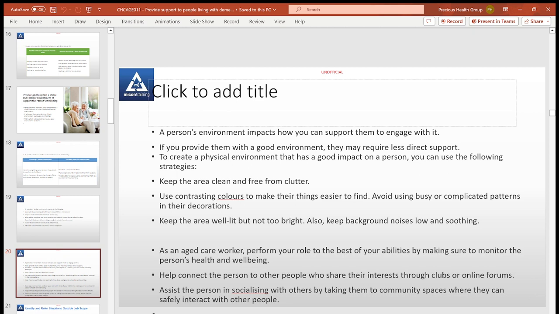So the environment impacts how you can support them to engage. If you provide them with a good environment, they may require less direct support. For example, now someone that has dementia and is living in their house, you've painted their toilet green or red, something that they can easily identify from anywhere.